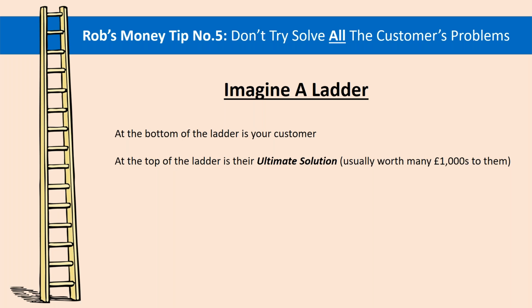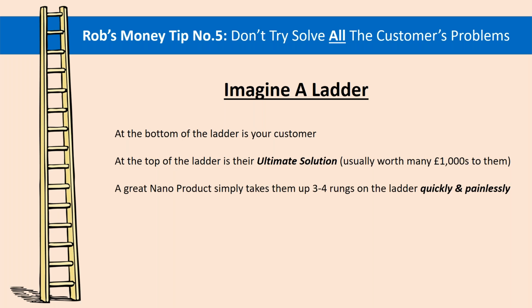Okay, that might take them a lot of time to get to, a lot of work perhaps, but it's their dream, if you like. But a great nano product simply takes them up 3 to 4 rungs on the ladder quickly and painlessly. That's another thing to think about. Okay, so remember, these are small products. They don't solve all the customers' problems. They just help them a little bit. So think about this ladder. Think about what the ultimate dream is for the customer, where they'd really ultimately like to get to, where they are now, and then just think about a nano product in helping them up 3, 4, maybe 5 rungs on the ladder. That's it.